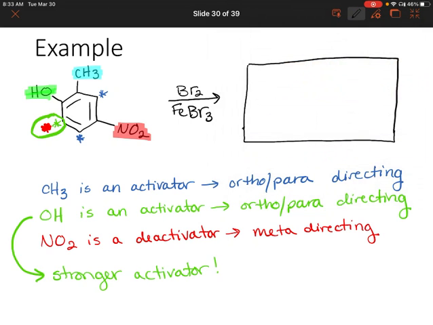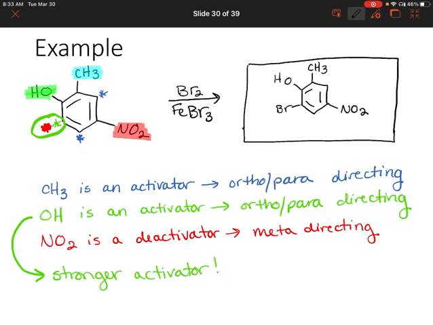Let's draw our final product. We still have our methyl group, our alcohol group, our nitro group, and bromine is going to add to the ortho position next to the alcohol. All right, so that's our product.